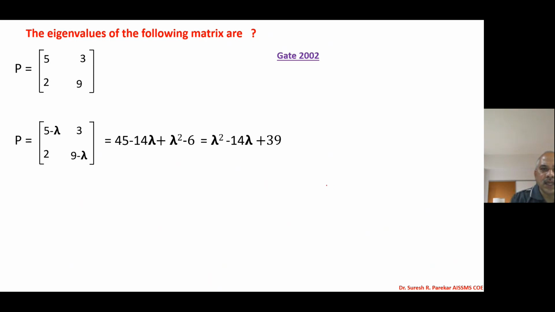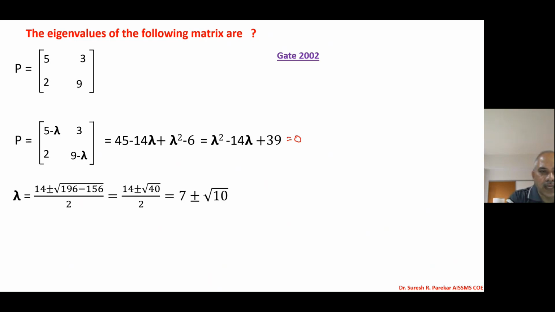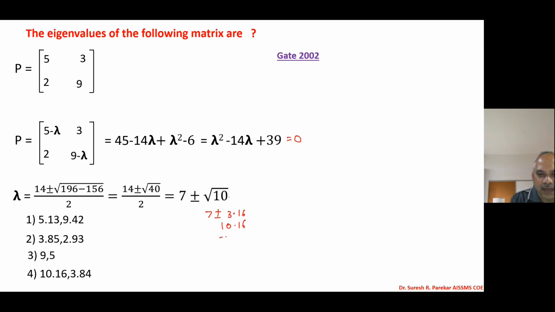Again 2002, and then we have this equation. Now I am going very fast. So lambda square minus 14 lambda plus 39, we do not have any factorization, and from this we are going to get these values, 7 plus minus root 10, and these four options are given. Now we know 3 threes are 9. So 7 plus minus 3 point something, and then we have this will be 3.16. Now you can have this option because 7 plus 3.16 is 10.16 and 7 minus 3.16 is 4.84.